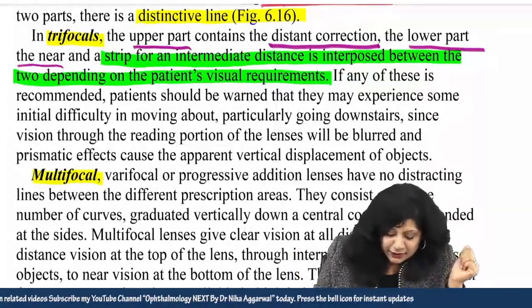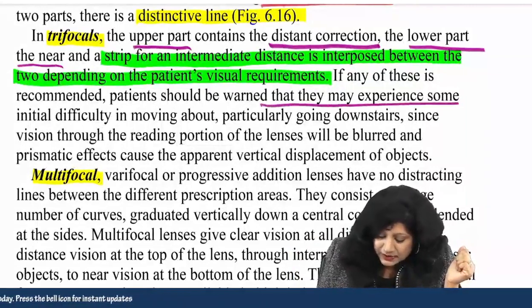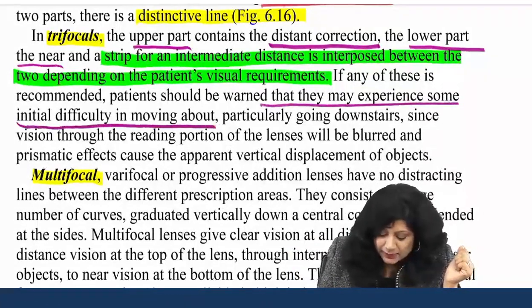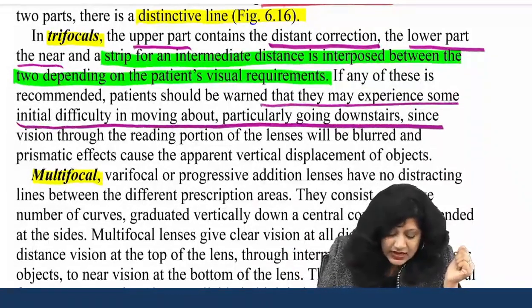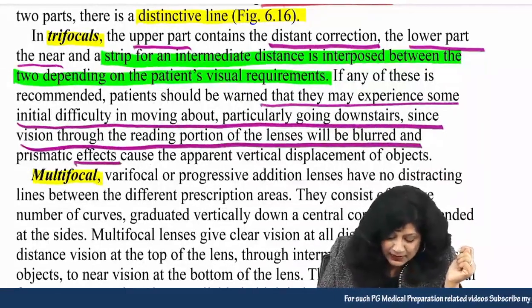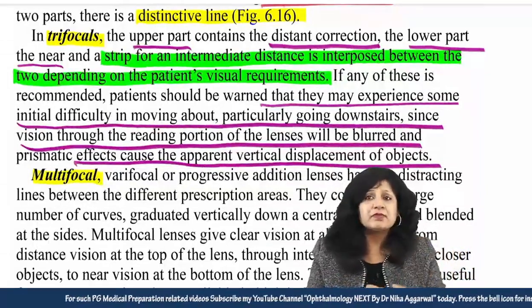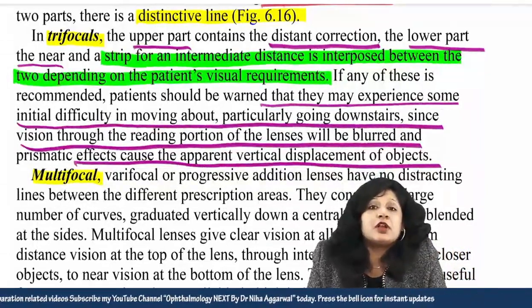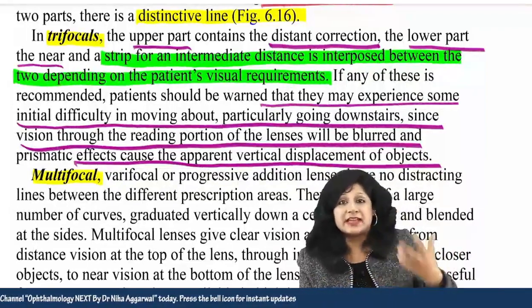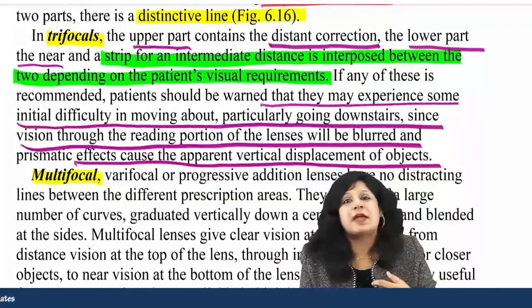Alright, if any of these is recommended, the patient should be warned that they may experience some initial difficulty in moving about, particularly going downstairs, since vision through the reading portion of the lenses will be blurred and prismatic effect causes apparent vertical displacement of objects. There is always a great deal of time that the patient takes to acclimatize and get accustomed to the spectacles.